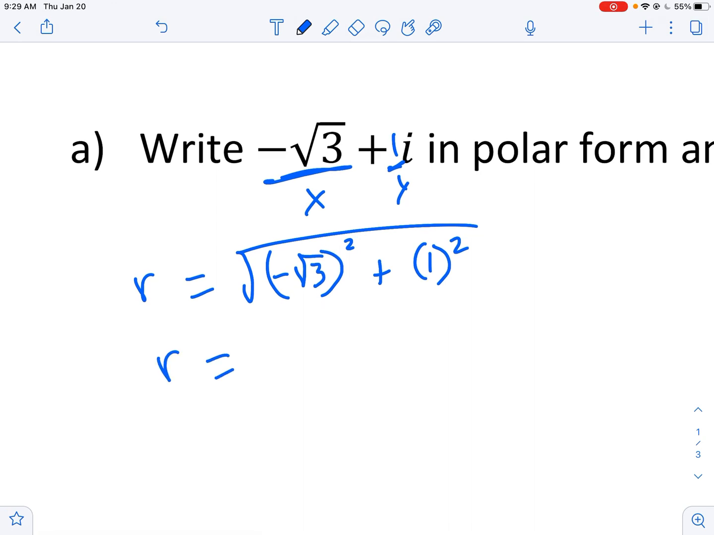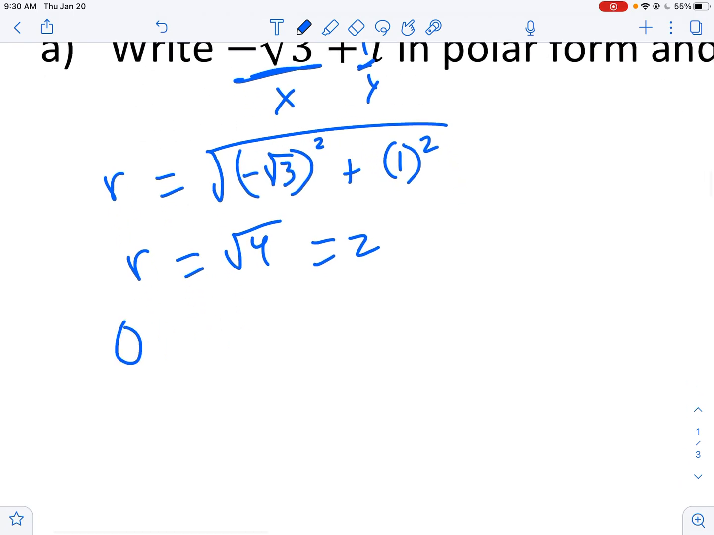The negative square root of 3 squared is going to come out to be 3. And 1 squared is 1. So it's the square root of 4, which is 2. Oh, nice number there. Now we're going to get our theta.